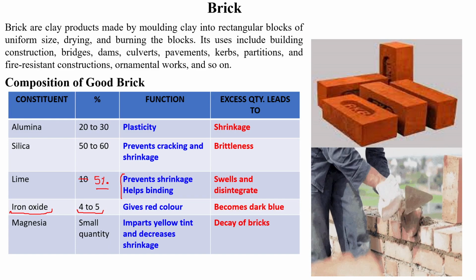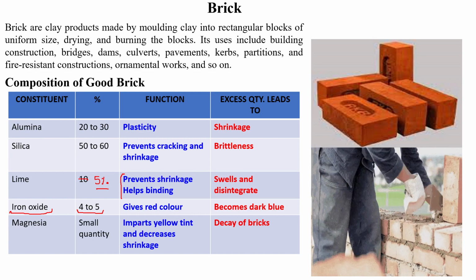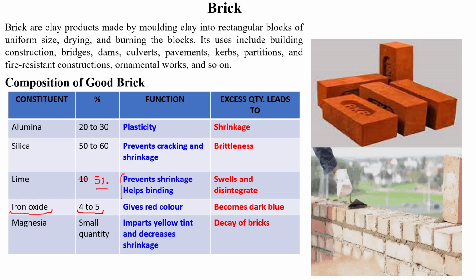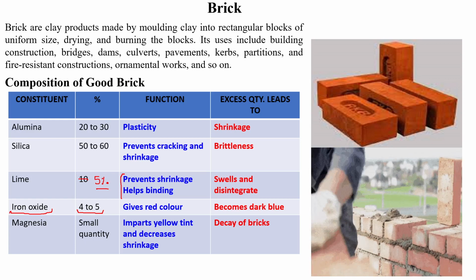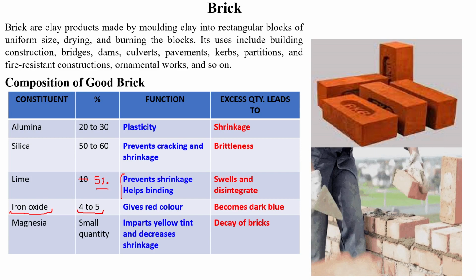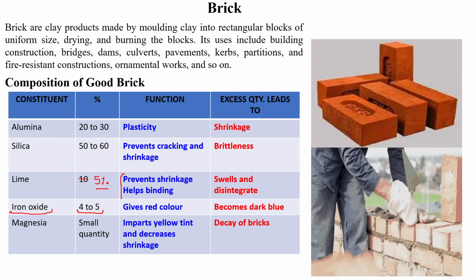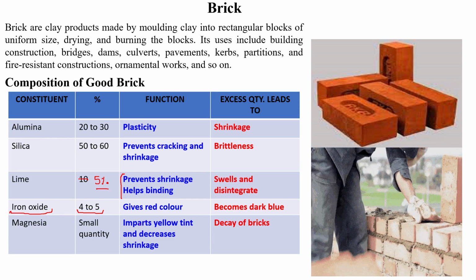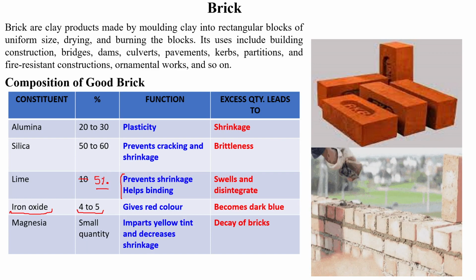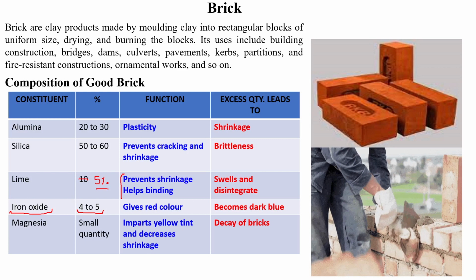Last is magnesia. A small quantity of magnesia is required in brick as it imparts a yellow tint color and also decreases the shrinkage. But excess magnesia leads to decay of brick.